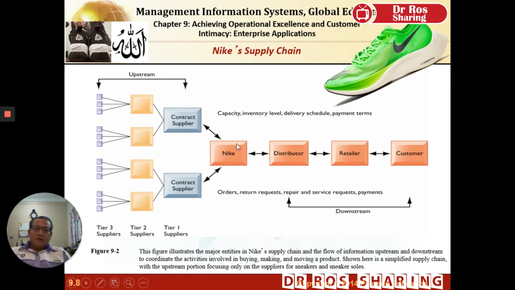So when Nike has fully assembled the Nike shoes, they also have to distribute the Nike shoes to, for example, the exporter or the distributor, and the distributor later supplies to supermarkets like a retailer, right? And later the retailer, then the supply goes to the customer. So here is the overall Nike supply chain from upstream to downstream.